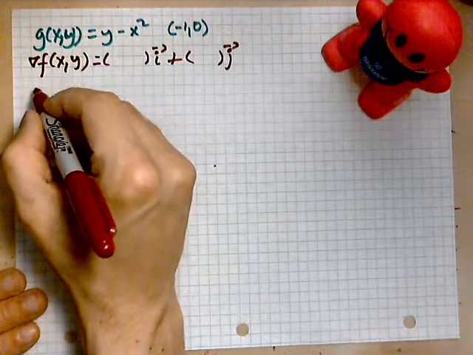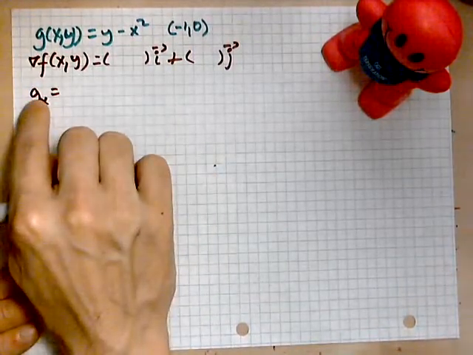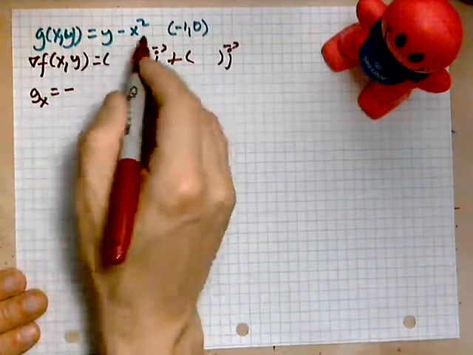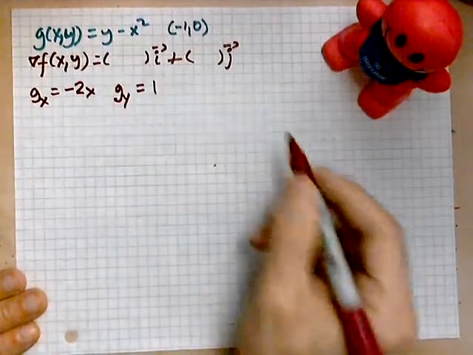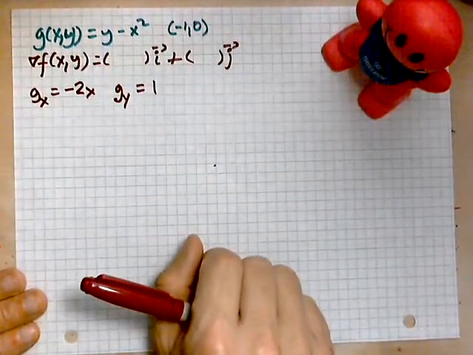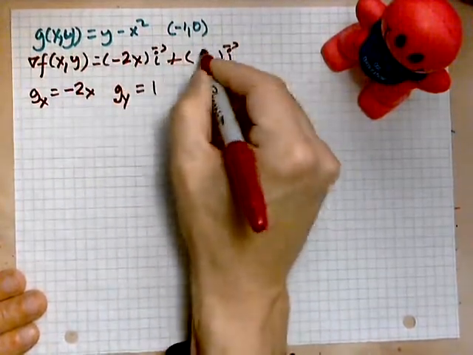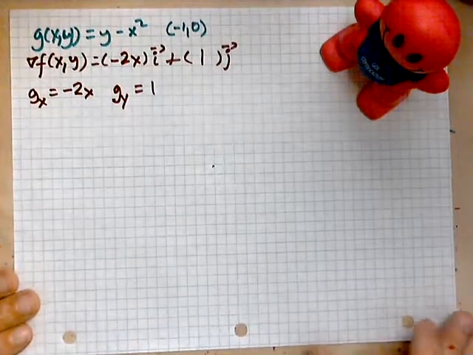Let's differentiate this. So g sub x, okay, so the partial of g with respect to x is just -2x, and the partial with respect to y is just 1. So we plug those as the components of the gradient. So you have -2x i, and then we have 1j. So this is our gradient vector for any x and y.